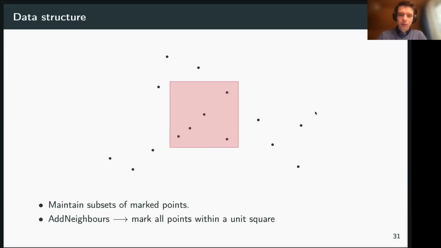So the geometric interpretation of what we want to do in the data structure is this. First we have some static set of points, that is the input for initialization, and then we want to persistently maintain subsets of marked points from this set. The marking operation, add neighbors, is an operation where we have a unit square, and we want to mark all points inside it. And find differences is, of course, an operation where we have two versions of the persistent data structure, and we want to list all points that are different between them, which are marked in one and not in the other.